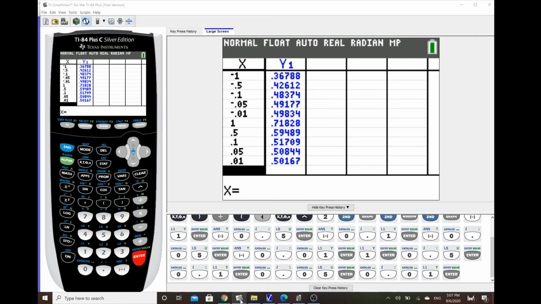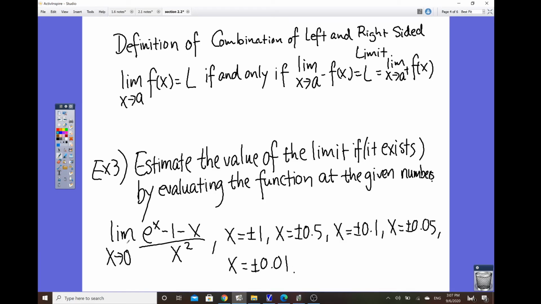So therefore, what's the limit? The limit when x goes to 0, the one approaching from the left and the one approaching from the right, are getting very close, and it's going to be 0.5.